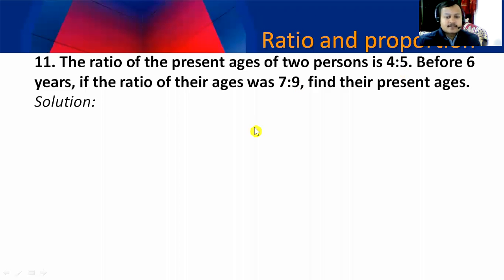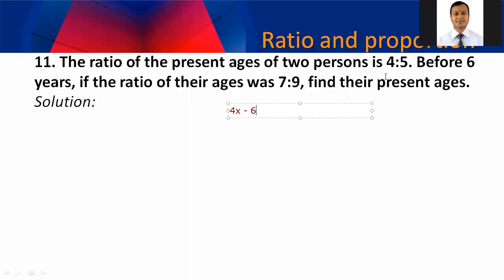what was the age of the person 6 years ago whose age is 4x now? 4x minus 6. It will be 4x minus 6, and the age of the person whose age is 5x now will be 5x minus 6. And at that time the ratio of their ages was 7:9.